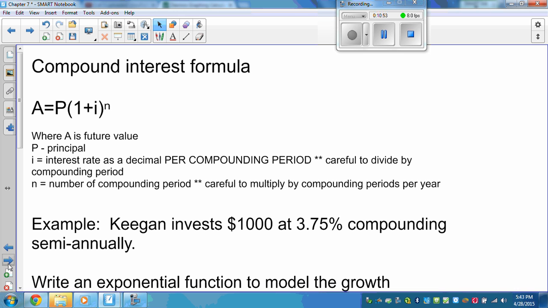Compound interest. So grade 12 should have seen this before in the last math. A is the future value, P is the principal, i is the interest rate as a decimal per compounding period. So we always need to divide by the number of compounding periods. n is the number of compounding periods. Careful to multiply by the compounding periods per year. So I'll show you what that means here.